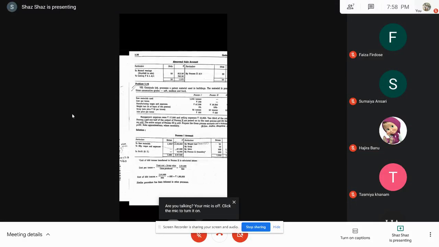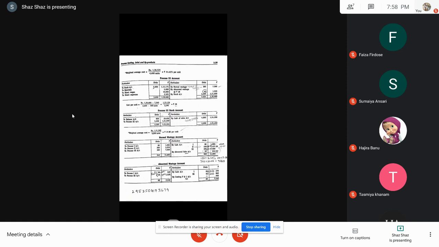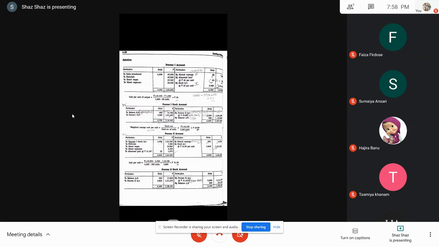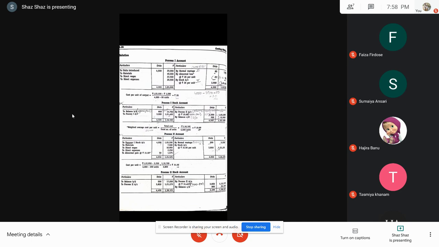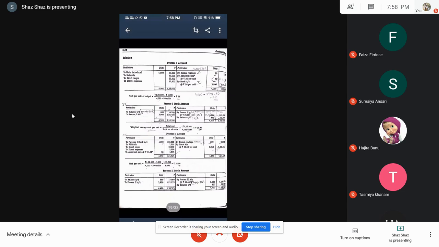Same thing, now you have to prepare the abnormal gain account. What will be here in the abnormal gain account? Here you have to see where you have got the abnormal gain. I think abnormal gain you have got in only one process. That is in the second process. The first process has abnormal loss. Now what is the gain you have got? See here. You have got 50 units and 1575. You have got it towards the debit column.